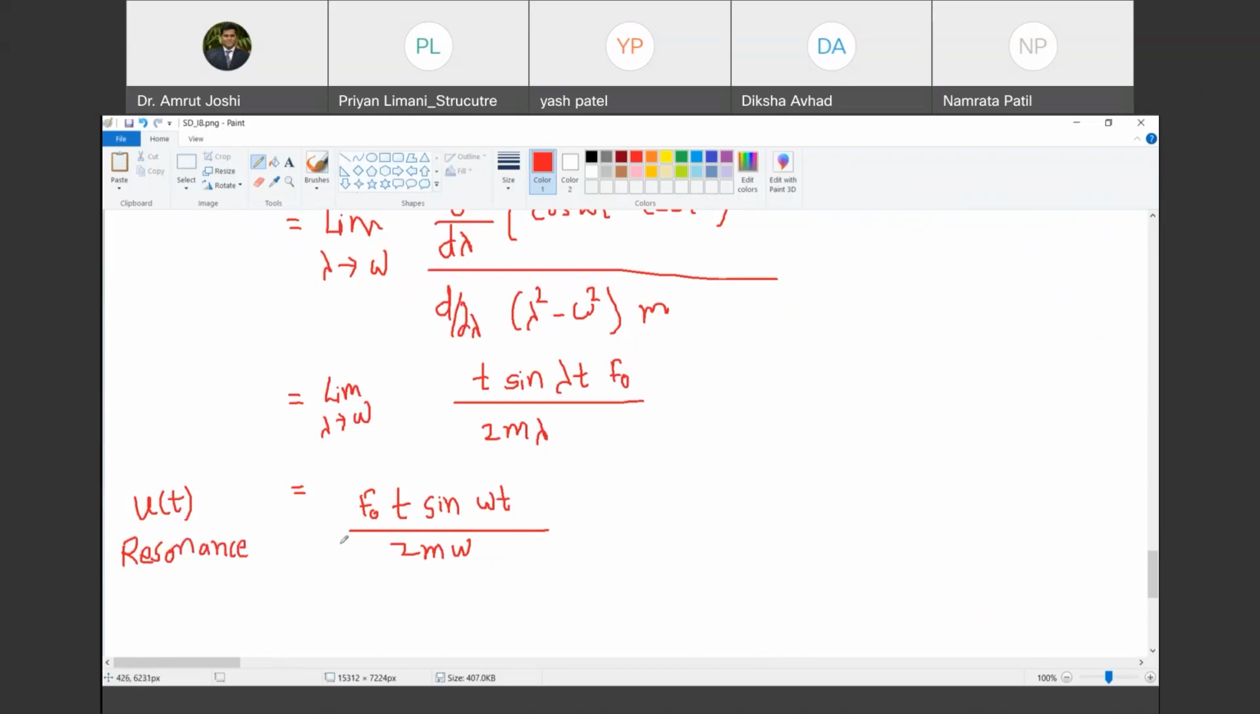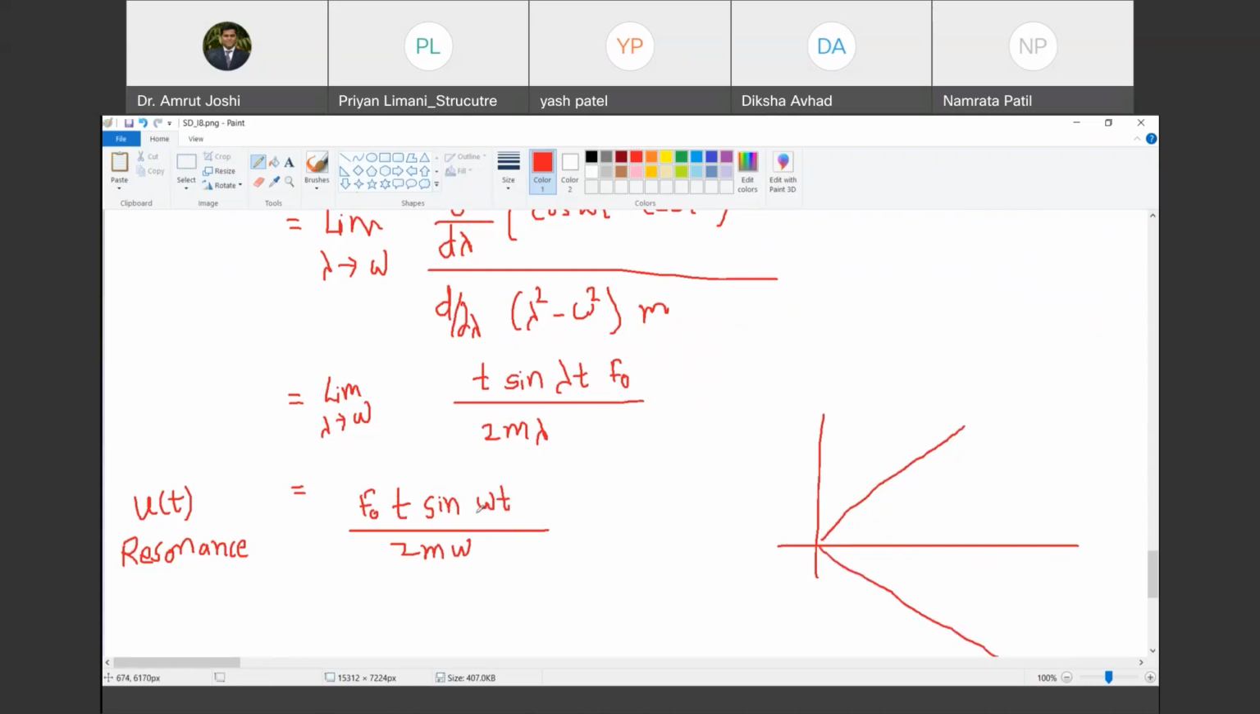So now we are going to plot this function and look at how it varies. Now you see in the numerator it is t to the power 1. So what is the graph of t to the power 1? If I plot it, it is going to be something like this. Do you agree with me? And on that you have a multiplication of the sin omega t function.